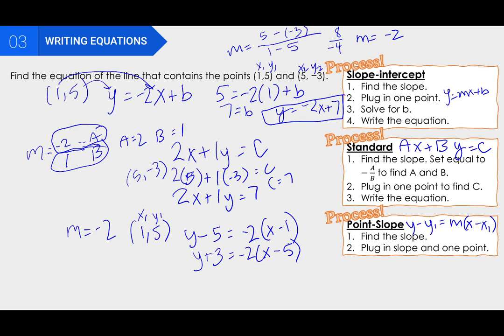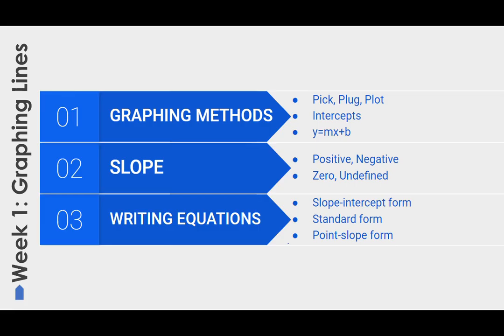Okay, that is writing equations of lines. We got 3 forms down. Go ahead and do the worksheet, if you haven't yet, for all of these graphing lines topics. And go ahead and move on to your next videos. Well done.